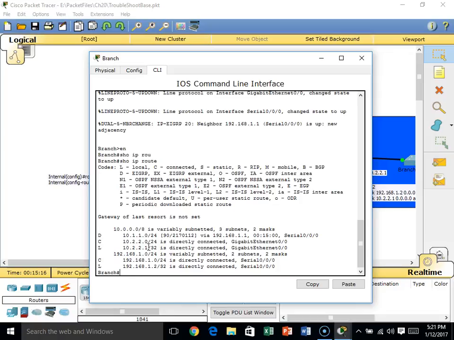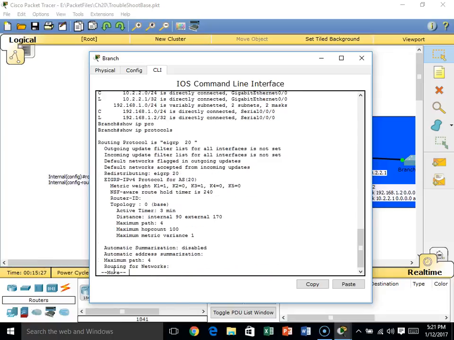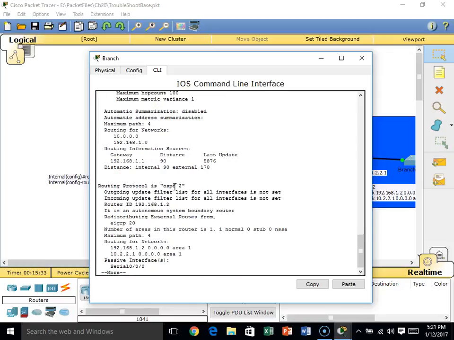The L's, remember again, are actually for IP addresses. These are local on that particular network. If we show IP protocols here, we're still going to have EIGRP 20. We have all those things that we had with it, and then we have OSPF 2 running on it. The router ID is 192.168.1.2, because again, it's going to be the highest one. It's routing for networks 192. So what we're saying is we have OSPF running on it.